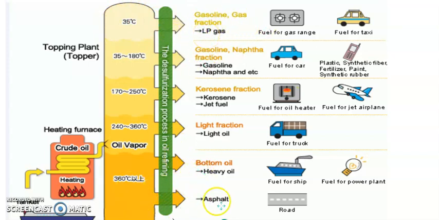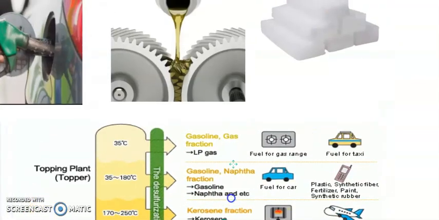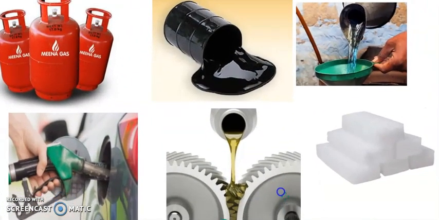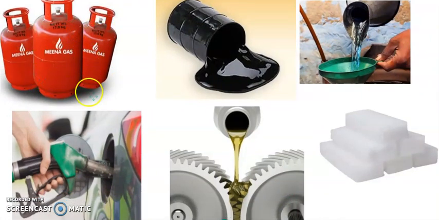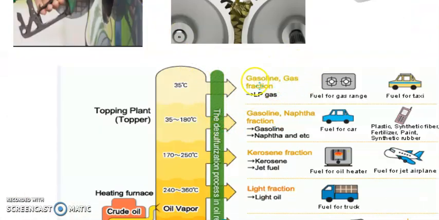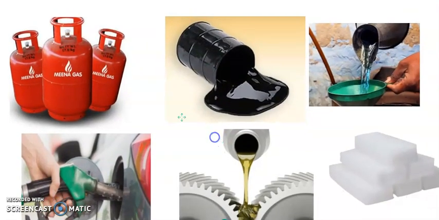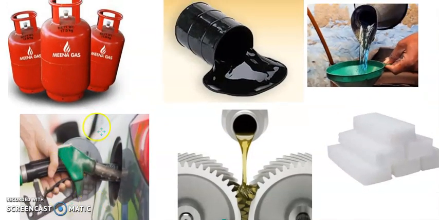So at different temperatures, the petroleum is introduced through this pipe, and at different temperatures, it gets separated into different constituents. So let's see the different constituents. What are they? This is the LPG gas, the gas that we were talking about. You might have seen it at your homes. Your mom uses it for cooking. Yes. This is the petrol that you use in your vehicle as a fuel.